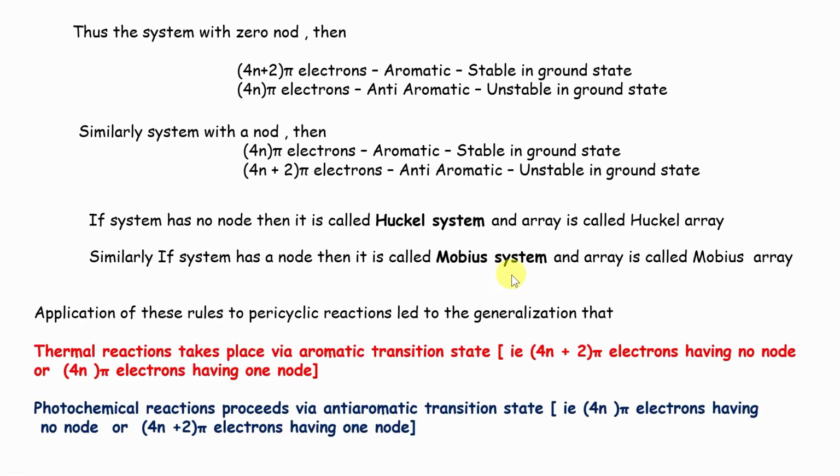Application of these rules to the pericyclic reaction led to the generalization that a thermal reaction takes place via an aromatic transition state. For example, 4n plus 2 pi electrons having no node or 4n pi electrons having one node. That is usually aromatic according to this theory. And the photochemical reaction proceeds via an anti-aromatic transition state. According to these theories, an anti-aromatic transition state will have 4n pi electrons having no node or 4n plus 2 pi electrons having one node.